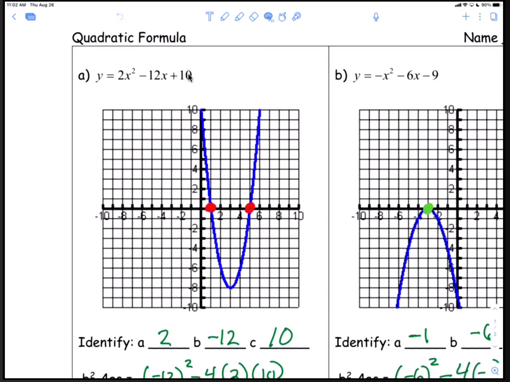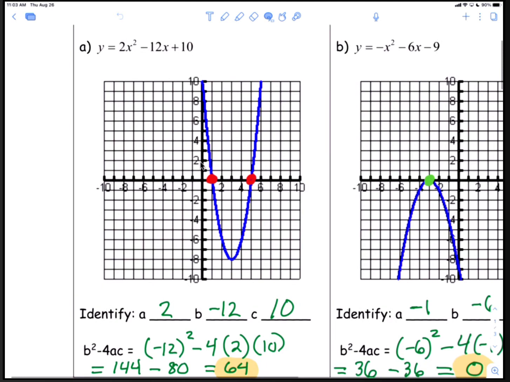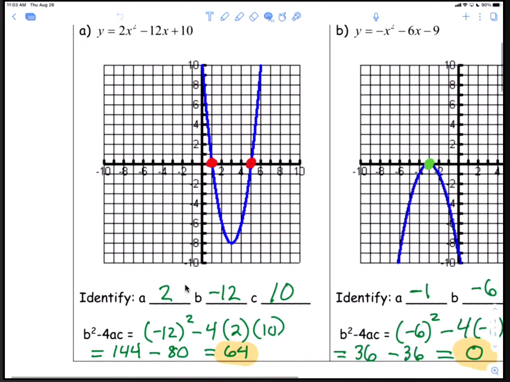We have the quadratic equation y equals 2x squared minus 12x plus 10, and it's asking us to look at the graph but also to identify A, B, and C. So obviously A is 2, B is negative 12, and C is 10. So we write those down here. Then they want us to calculate B squared minus 4AC, which by the way is part of the quadratic formula.